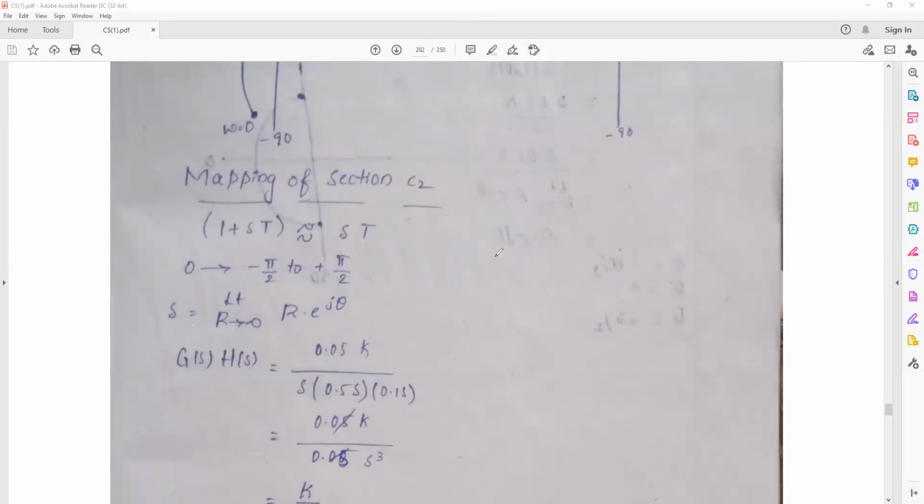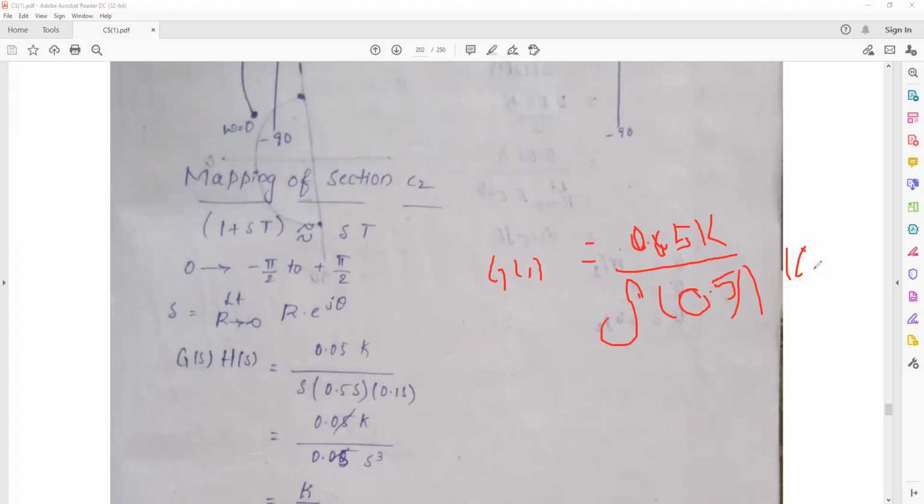Second mapping section: G of S is equal to 0.05 K by S into 0.5 S into 0.1 S. So 0.5 into 0.1 is 0.05, so they cancel, and we get K by S cube.